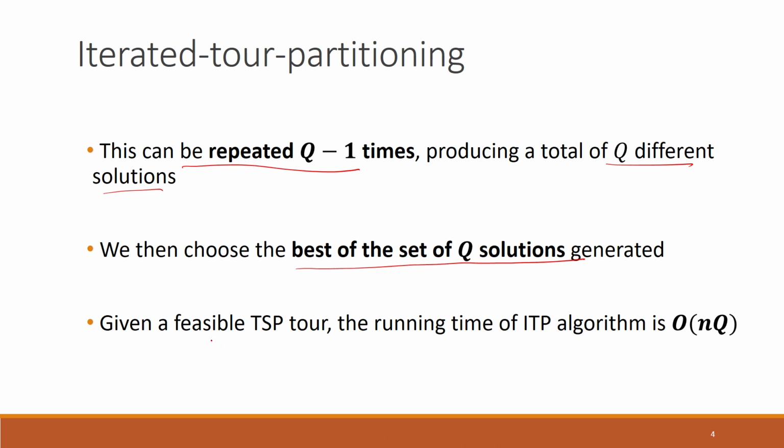Now, given a feasible TSP tour, the running time of the ITP algorithm is of the order nq. Why is it nq? Because first we will be generating q such solutions, and each such solution will have at most n segments, and that is why we will require at most of the order nq operations.